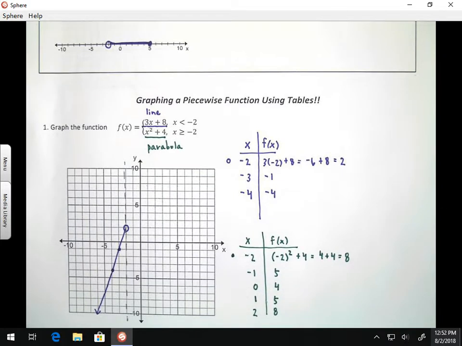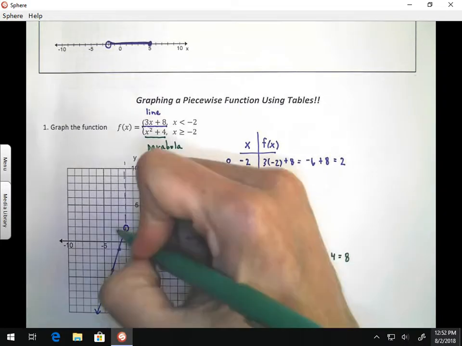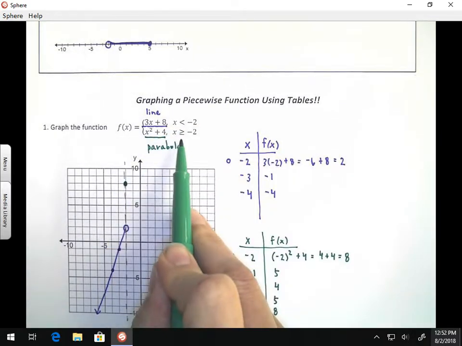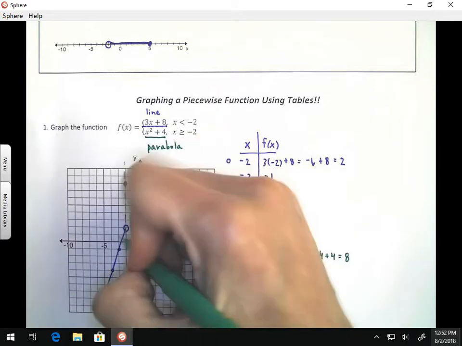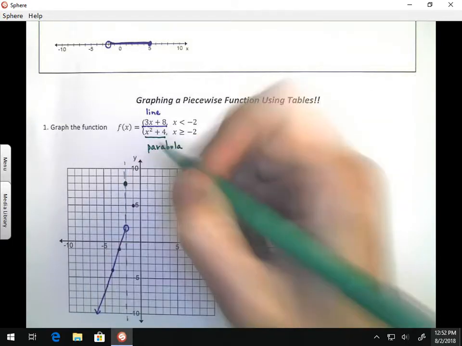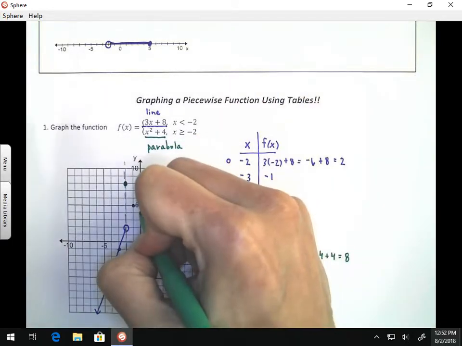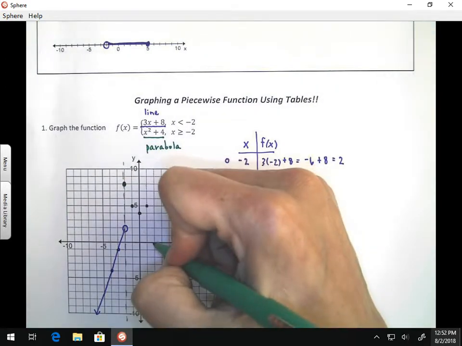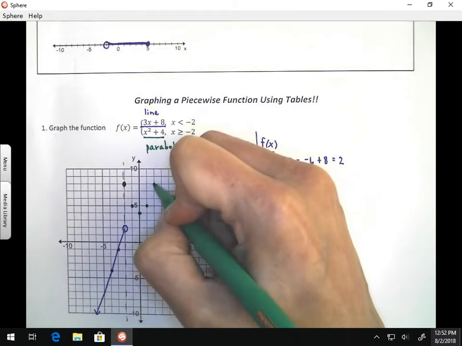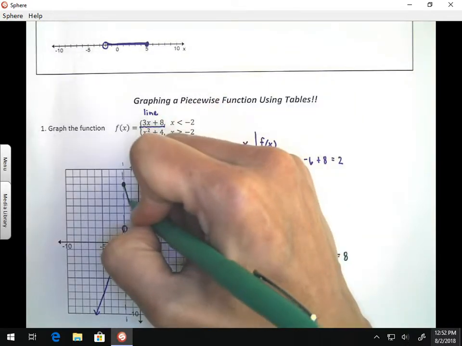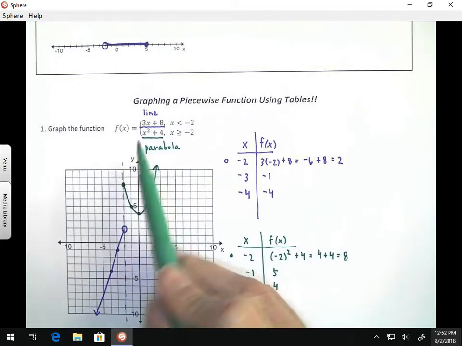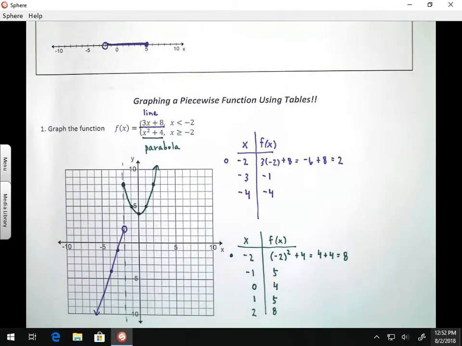And again, I'm going to go ahead and plot these points. So -2, 8 we said was closed because it's greater than or equal to. I've got -1, 5, 0, 4, 1, 5, and 2, 8. So I'm going to go ahead and connect those. Again, I know this should be a parabola. Makes sense to me because it was x squared just shifted up 4. And there I've got my piecewise function.